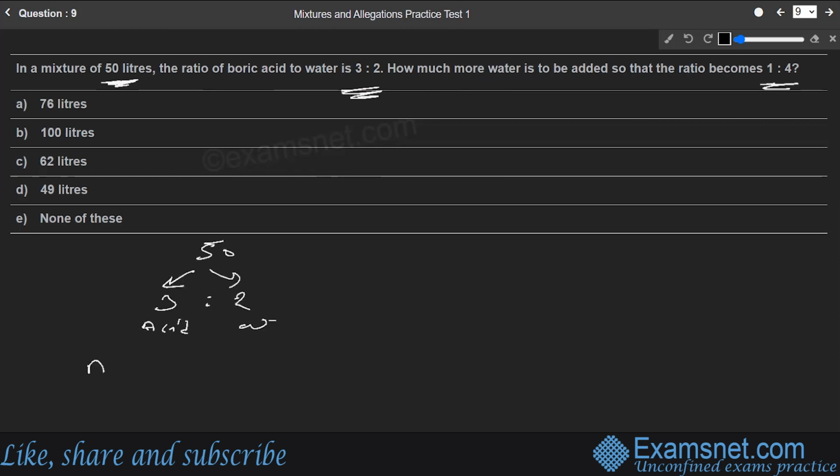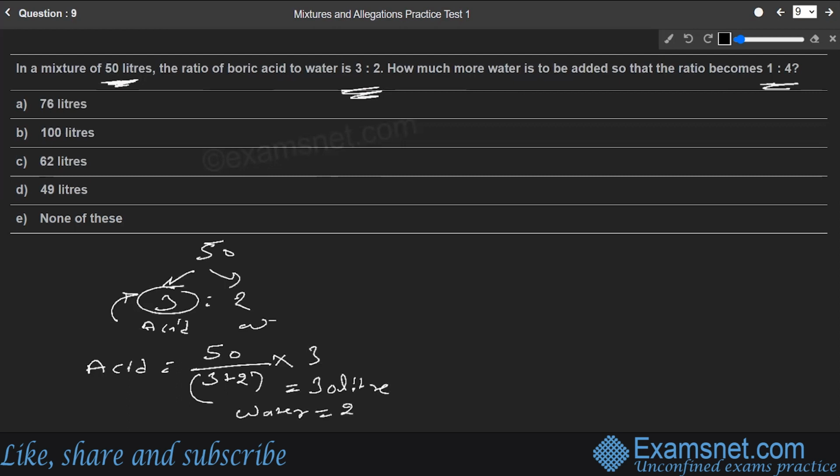So how much is the acid content? Acid content is going to be simply 50 divided by the sum of ratio terms, that is 3 plus 2, into the acidic part of it, that is 3. So this is coming out to be 30 liters. So if 30 liters is the acid, the water part should be how much? 50 minus 30, that is 20 liters. So we know that in that particular 50 liters, 30 liters is the acid and 20 liters is the water part.